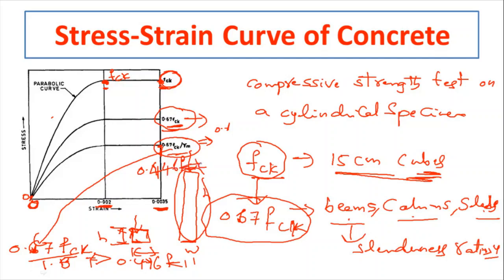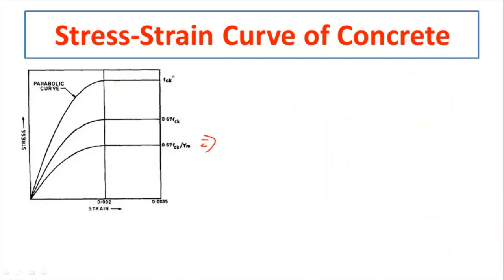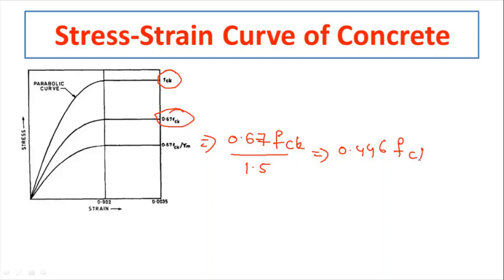0.446 FCK. So instead of taking this strength as FCK, first we are considering the size effect and reducing it to 0.67 FCK. Then we are considering the partial factor of safety and dividing with 1.5. So this value will become 0.446 FCK. Okay, so now the point is, at the strain of 0, stress is 0.